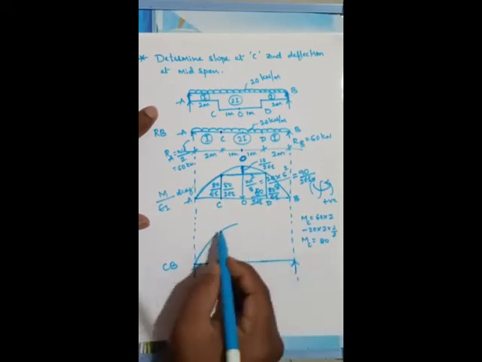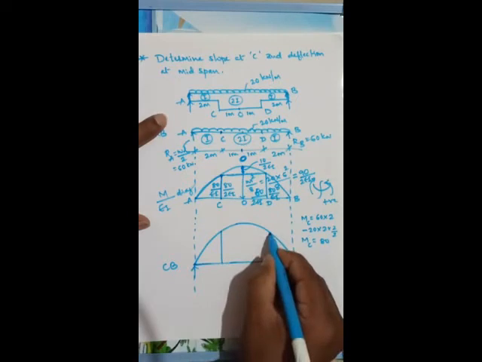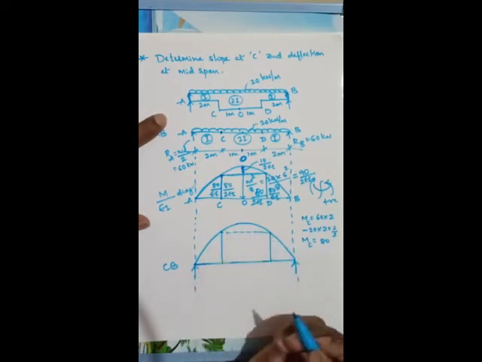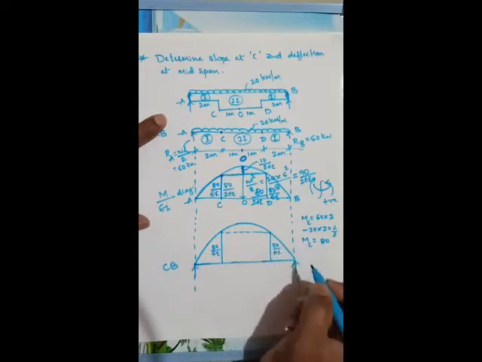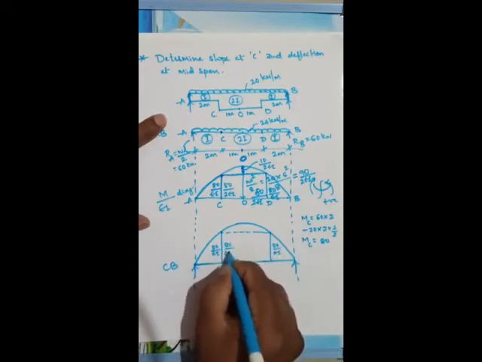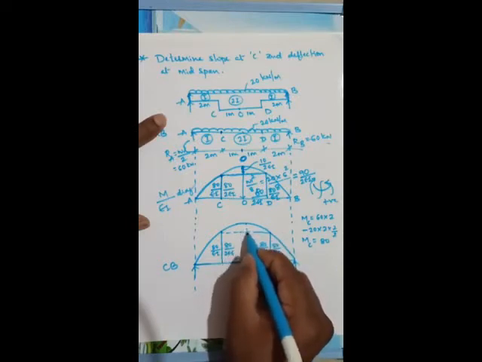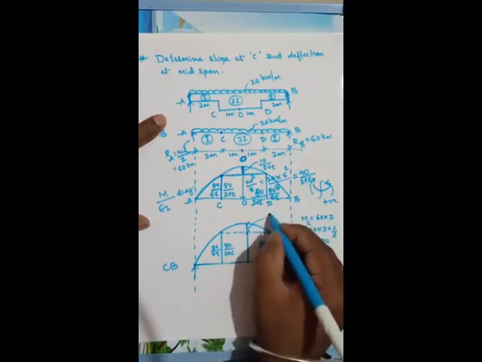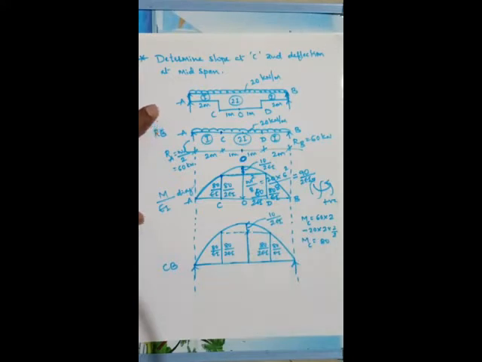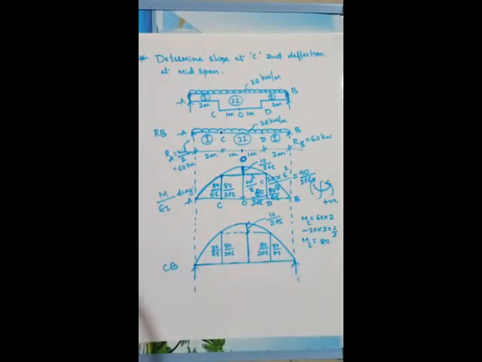Let me draw this again. This is 80 by EI, this is 80 by EI, and this side it is 80 by 2EI, 80 by 2EI, exactly at the center. The total height is 90, so only from here to here it is 10 by 2EI, correct?